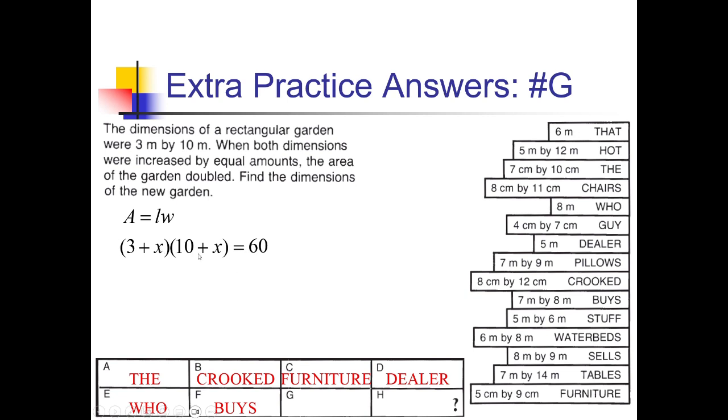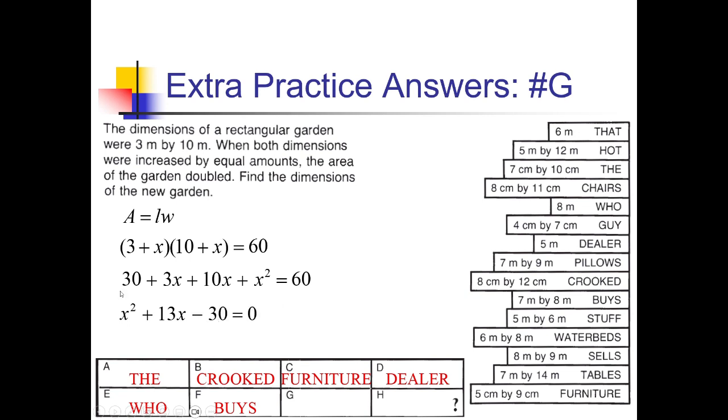Let me multiply this out, move things over, refactor, and we'll go from there. So 3 times 10 is going to be 30. 3 times x is 3x. X times 10 is 10x. And then we have a plus x times x, or x squared. Still have 60 over on the other side. Now I'm going to get this all on one side and combine like terms. I'm going to write the x squared first because I'm trying to put this in standard form so I can easily factor it. 3x plus 10x gives me a plus 13x. And then 30 minus the 60 that I'm bringing over is a negative 30. And all of that now equals 0.